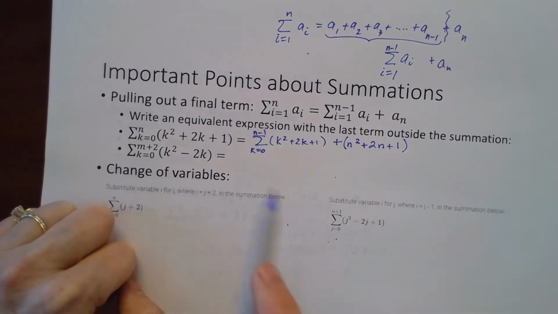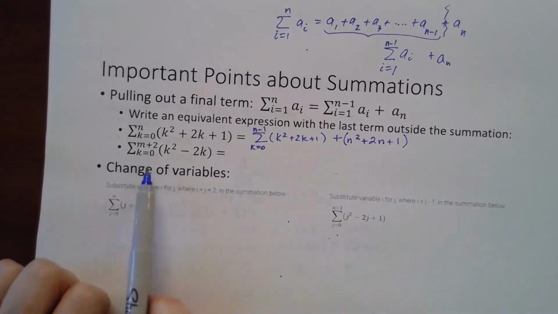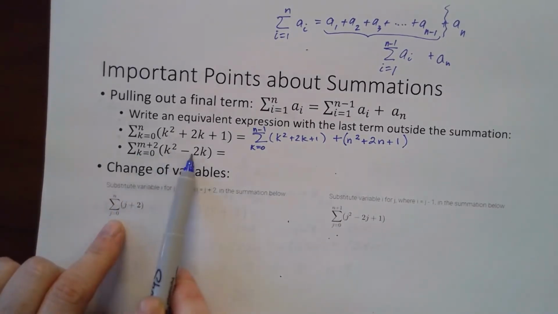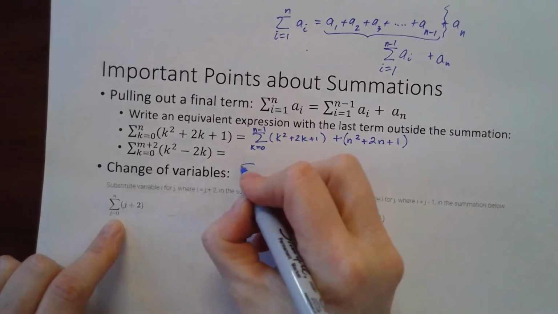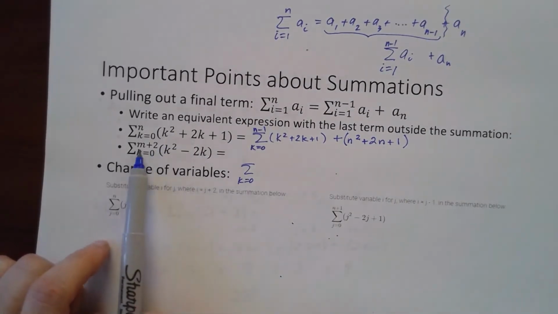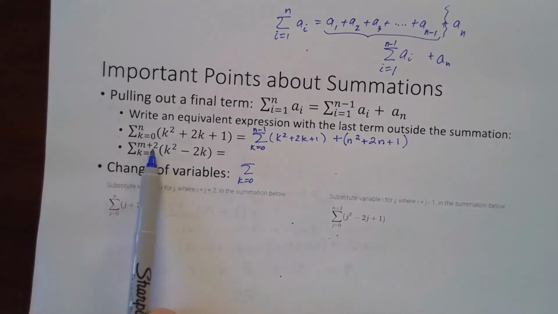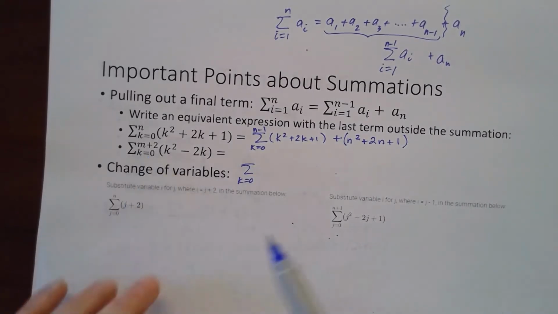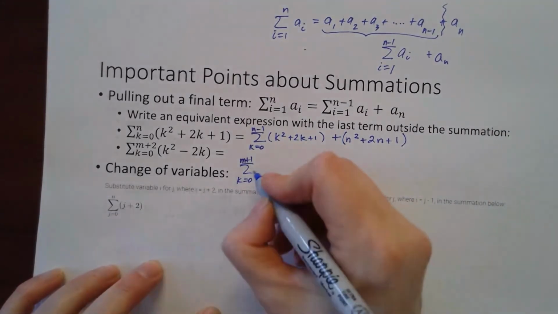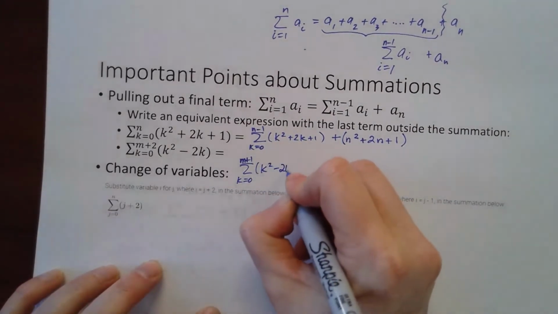This one is pretty straightforward. Imagine I had this one, from k equals 0 to n plus 2 of k squared minus 2k. I just want to pull off the last term. So I start my summation at k equals 0, and the one before n plus 2 is n plus 1. So I'm going to have to stop this summation at n plus 1, and I just leave this summation alone.